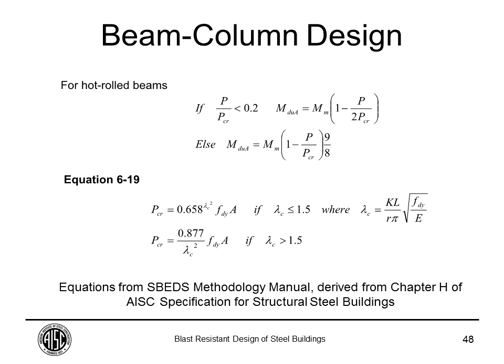So these are the equations basically from the SBEDS manual, and as I said before, they're just derived from Chapter H in the AISC specification. Generally, I have yet to see a column that is outside this range, where the P acting on the column pushes it past 20% of the P critical.